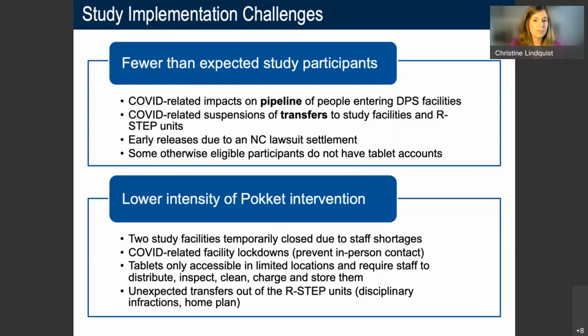A lot of times these prevent in-person contact between clients and staff, so they can't work in Pocket. And then also, tablets are only able to be accessed in limited locations, the locations that are wired for Wi-Fi access. And they do require staff time to distribute, inspect, clean, charge, and store them. And in North Carolina, as in other states, staff shortages are very significant. And these predated the pandemic, but were certainly exacerbated by the pandemic. And then also a few individuals, more than we expected, who were in our study and in the RSTEP units have gotten transferred out because of disciplinary infractions or changes to their home plan. And because of this, they haven't been able to use the Pocket tool.